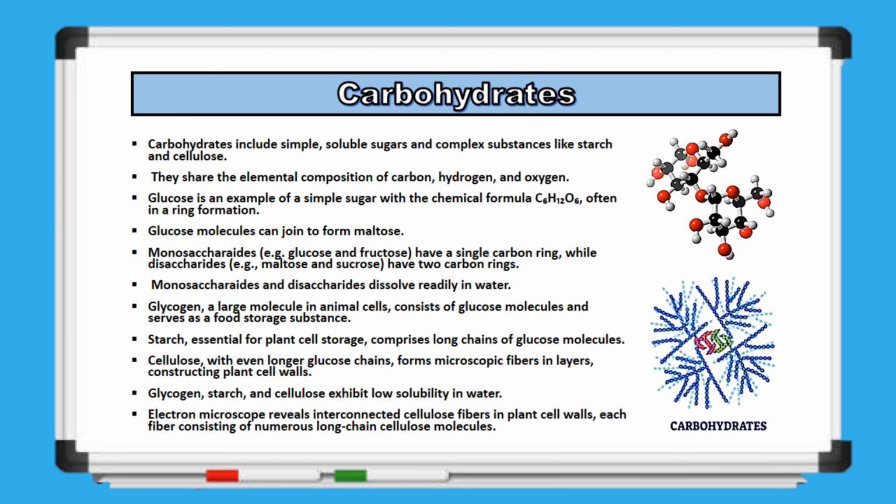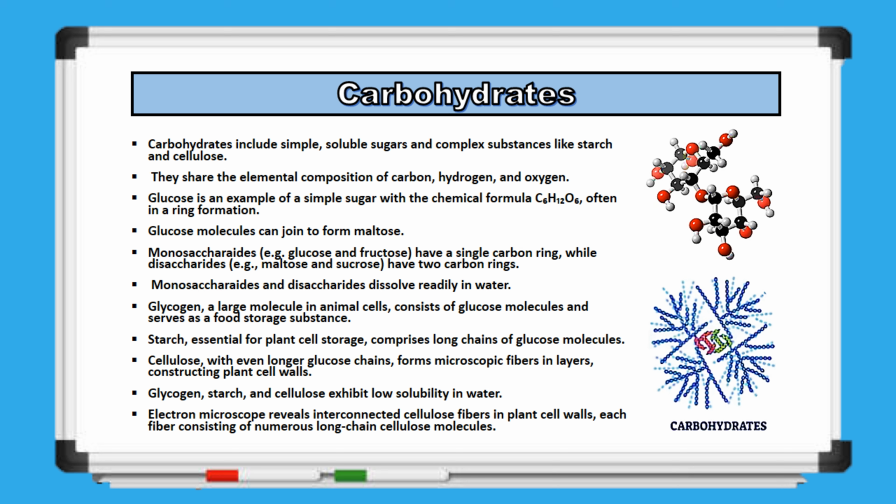Carbohydrates consist of simple soluble sugars and complex substances such as starch and cellulose, all composed of carbon, hydrogen, and oxygen. Glucose, a common simple sugar with the chemical formula C6H12O6, typically exists in a ring structure and can link to form disaccharides like maltose. Monosaccharides, including glucose and fructose, have a single carbon ring, while disaccharides like maltose and sucrose contain two rings. Both types dissolve readily in water.